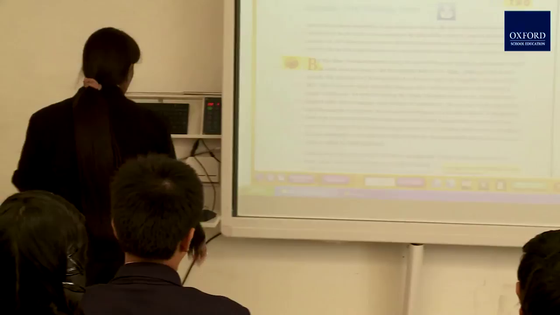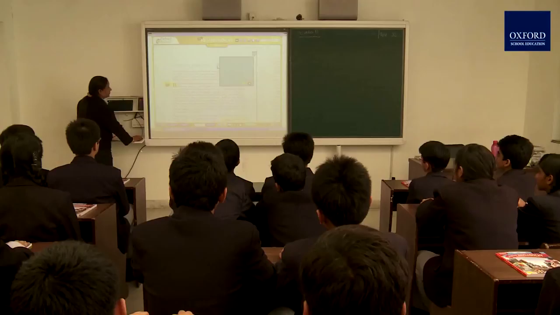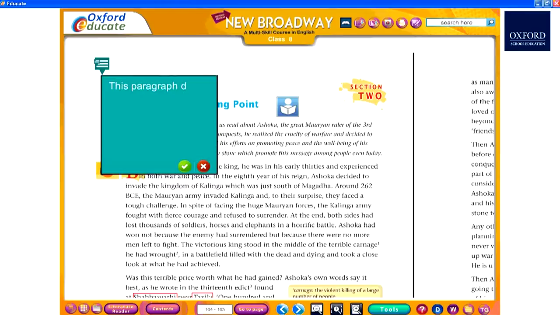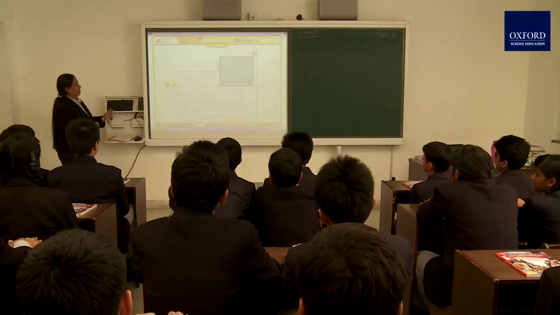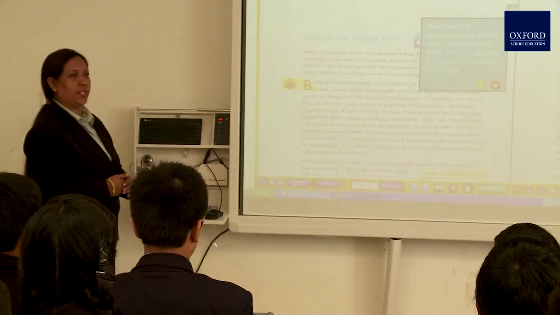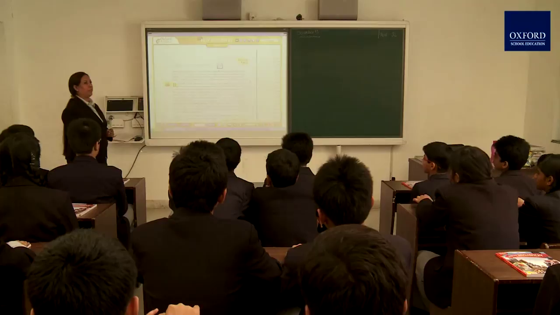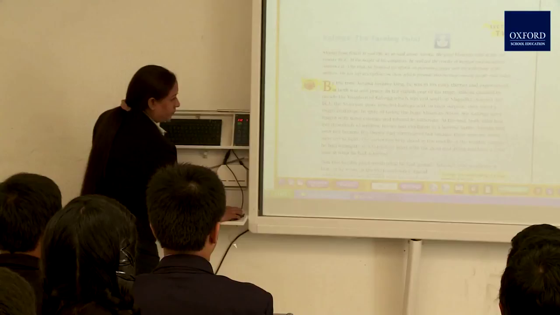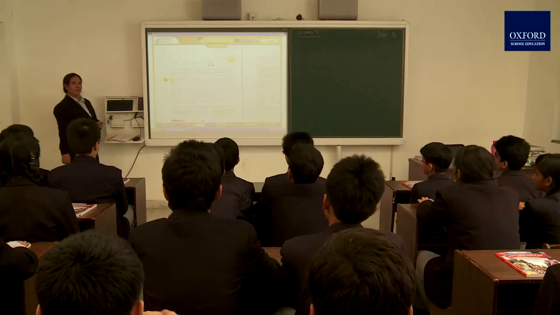Now we are going to use the sticky note. So this paragraph describes the consequences of the war that was fought when Ashoka decided to invade the kingdom of Kalinga. Now children, after this we are going to listen to the pronunciation of difficult words in this page. Please repeat the words for pronunciation practice.